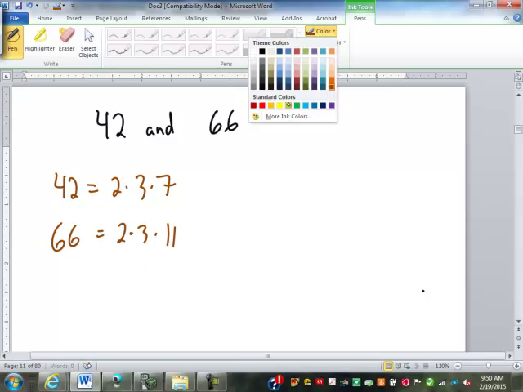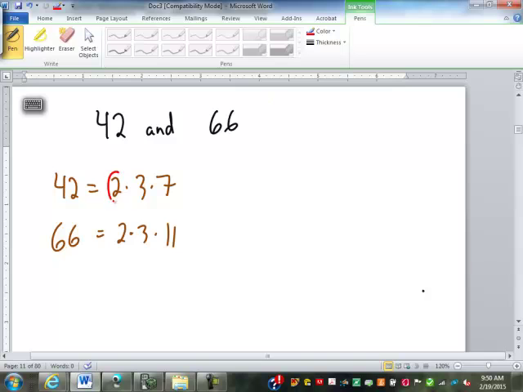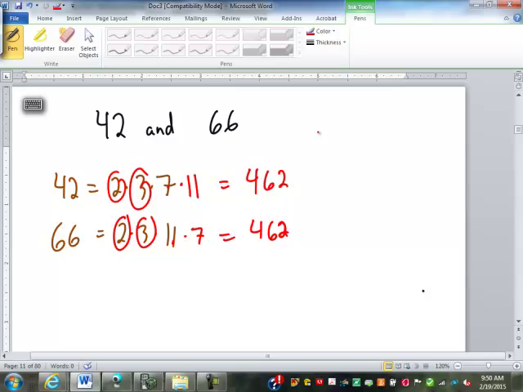Yeah. Okay. In common, they both have the 2 and the 3. This one has a 7, so this one needs a 7. This one has the 11, so this one needs the 11. That should now multiply up to 462 for each of them. Imagine that.